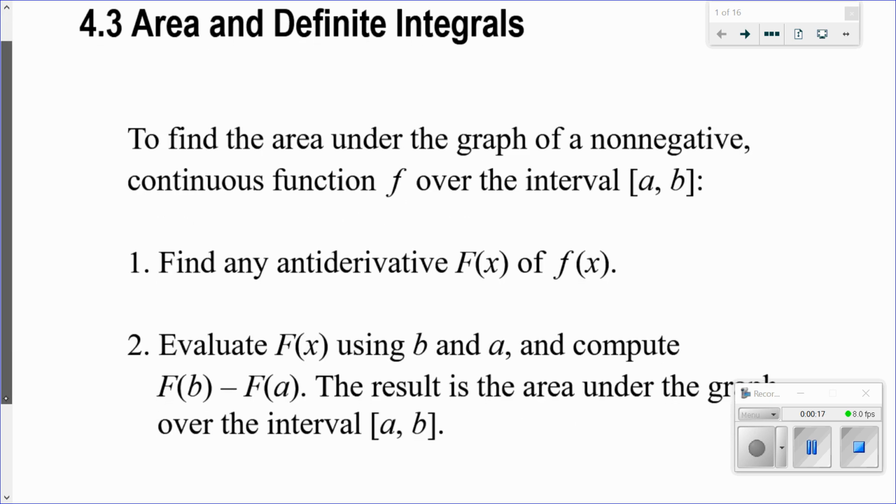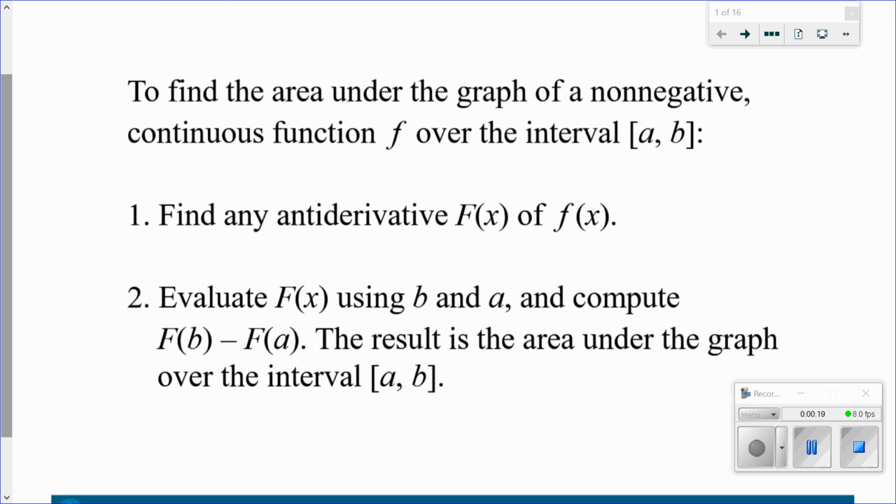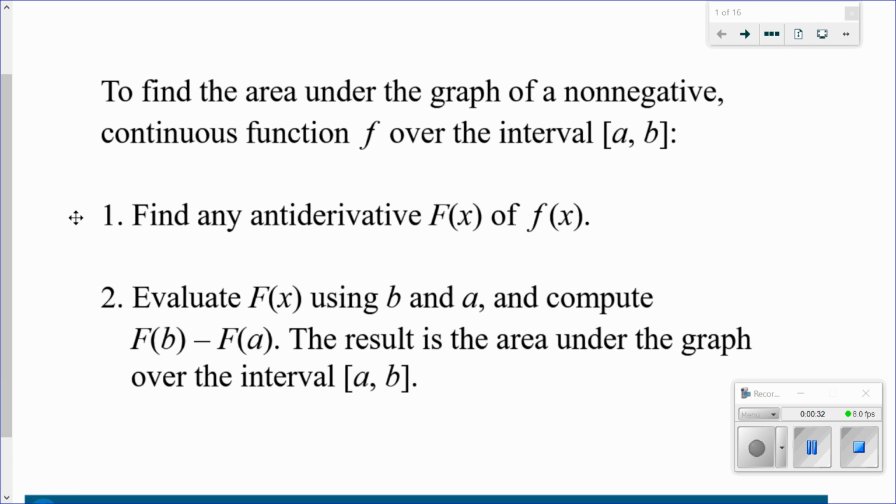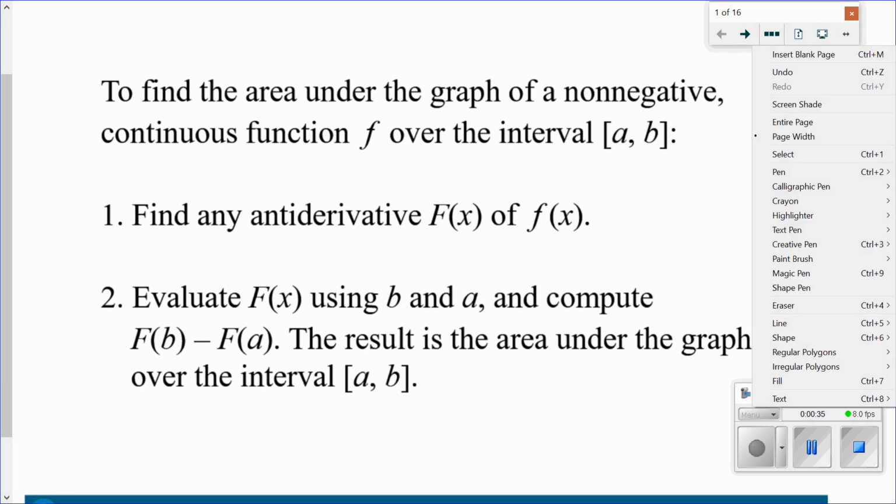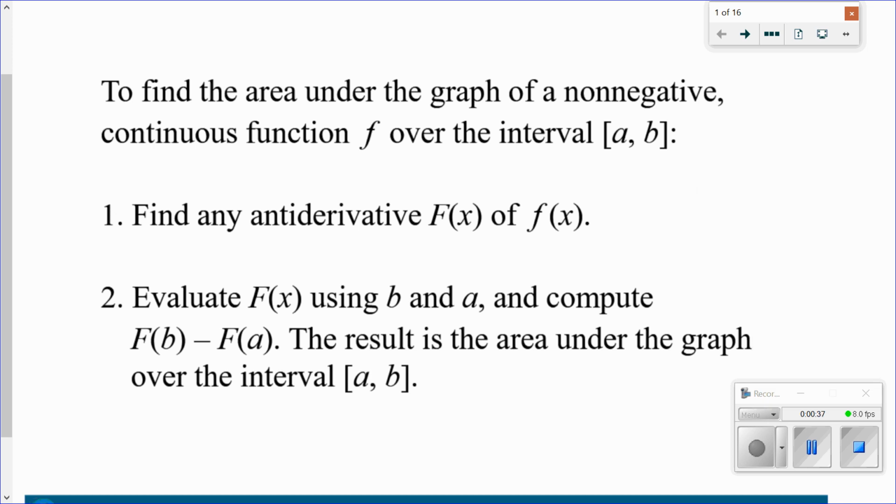Now we're going to find the area under a curve from A to B. So we're going to have those numbers again, where we start and where we end. Okay, so there are steps to doing that. Your steps are, number one, find any antiderivative. By that, they just mean find the antiderivative. Then evaluate that antiderivative at A and B, and then subtract the two. And that will give us the area under the curve.